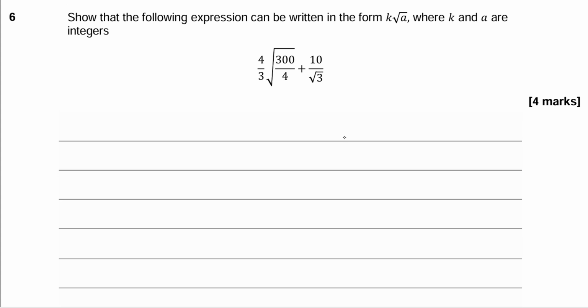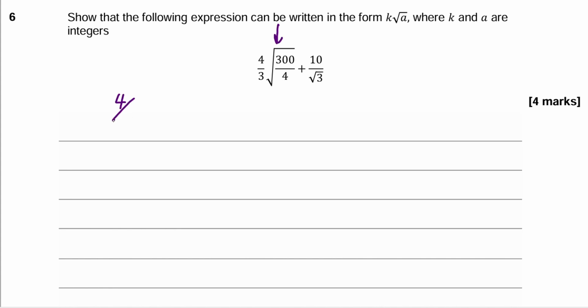Let's solve this advanced SAT question on irrational numbers. We are asked to simplify 4 over 3 in square root 300 over 4 plus 10 root 3. I'm going to simplify this first term.